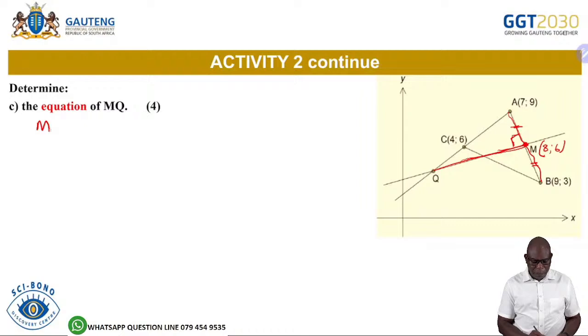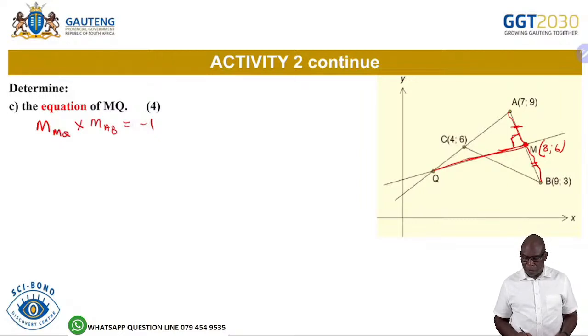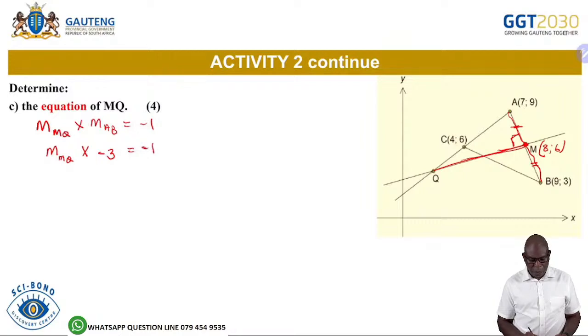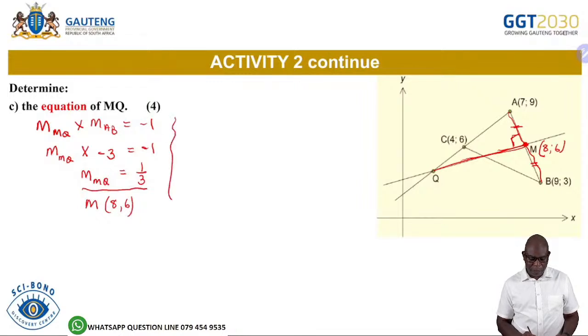Now, what do we need? We need the gradient of MQ times the gradient of AB to give us -1. The gradient of AB, I think we got it somewhere. The gradient of AB was -3, times the gradient of MQ must give us -1. So if I make the gradient of MQ the subject of the formula, I'll get 1/3, because -1 divided by -3 gives me 1/3. Now I have the gradient, and I've got a point. My point is 8 and 6. Lovely. Now I can use my formula.